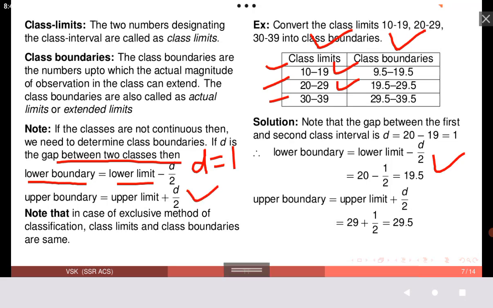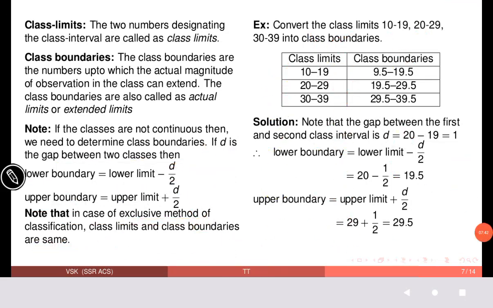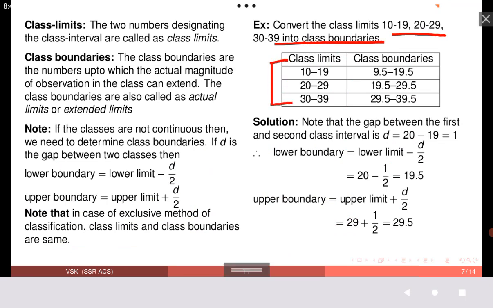In the case of the exclusive method, as I told you, class limit and class boundary will be the same. Now let us understand with an example. Convert the class limits into class boundaries. What is the need of converting this? Because it is in the inclusive method. So this is the class limit. Now note that there is a gap between the first and second class interval, and the gap is 1.